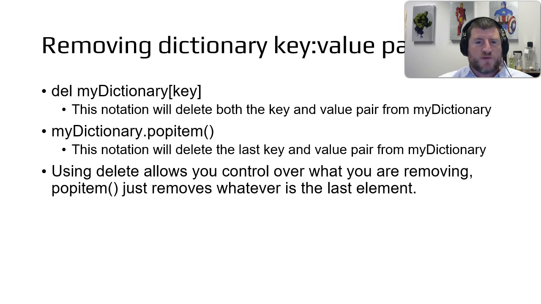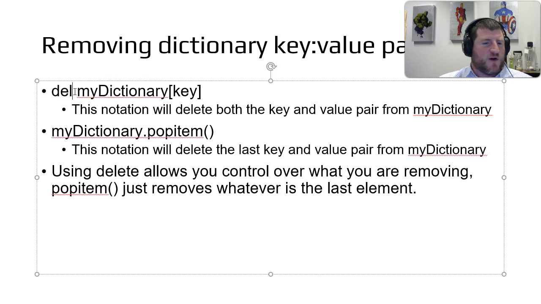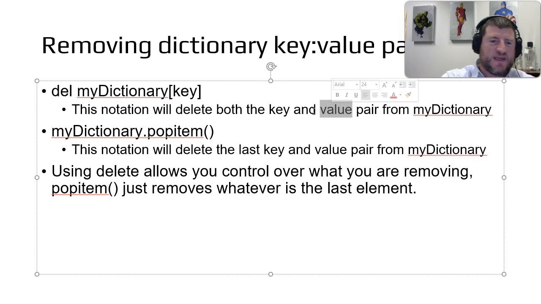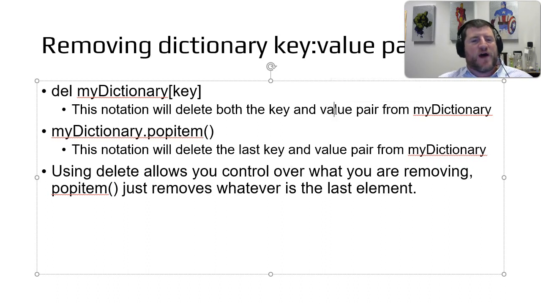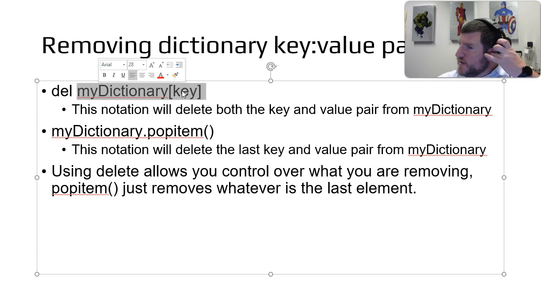So if you want to remove some dictionary values, then you're looking at delete, and this also works in a list. But you're deleting my dictionary and then the key, whatever the key is. And this is going to delete both the key and the value pair. So in a dictionary, everything has a pair. Every key has a value associated with it. And if you delete one, it automatically deletes the other. You can't have a value without a key, and you can't have a key without a value.